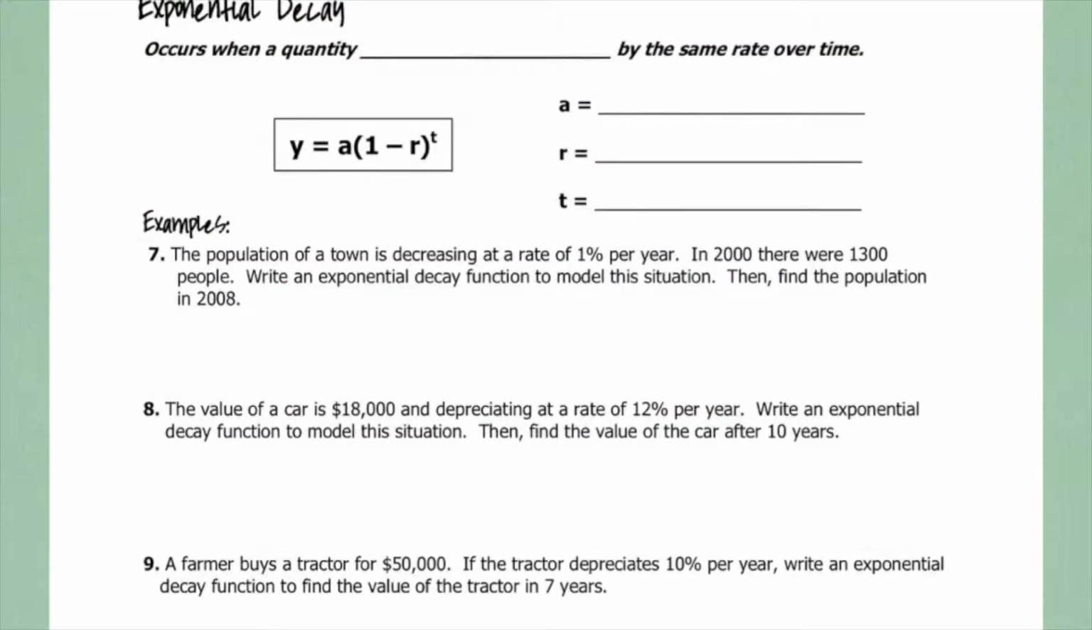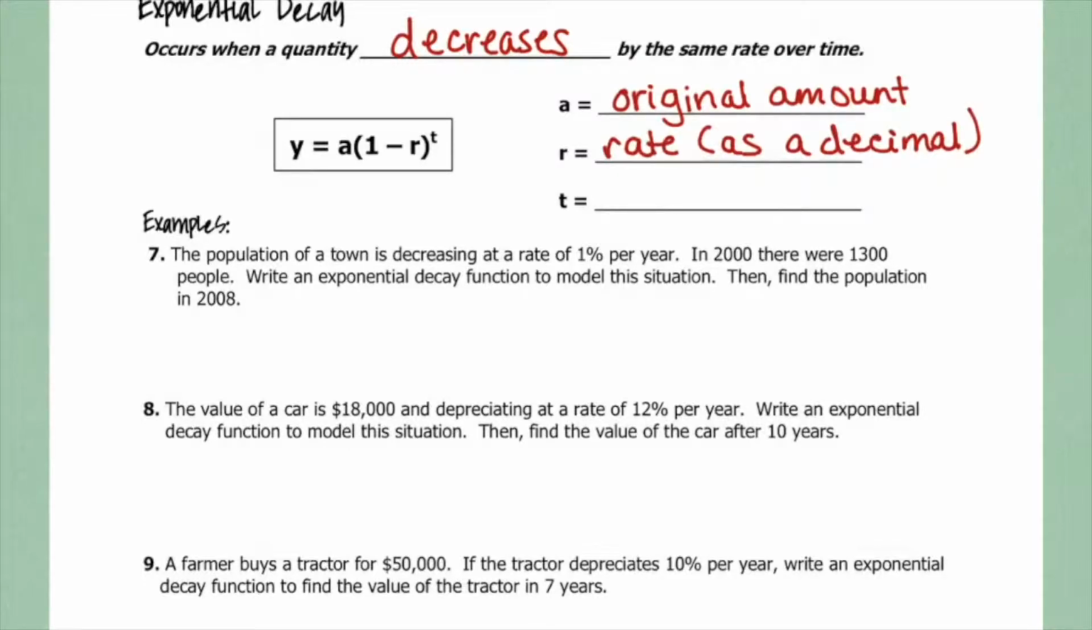Okay, now we're talking about exponential decay. So it occurs when a quantity is decreasing. So D for decay, D for decreasing by the same rate over time. And our A, R, and T are going to be the same thing. Our original amount, our rate as a decimal, and T as time. So let's take a look at a couple of examples.